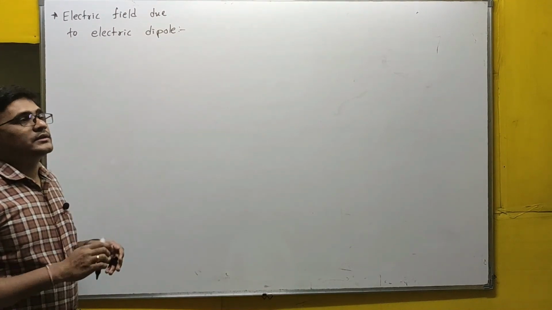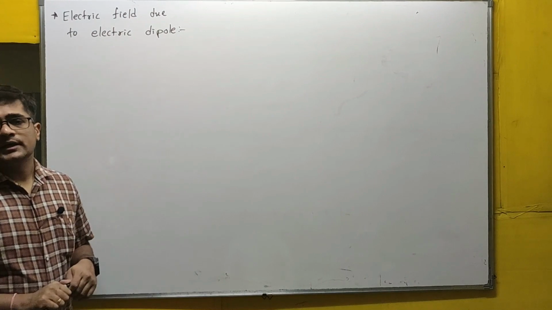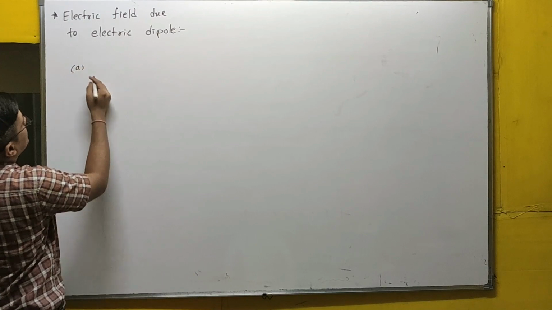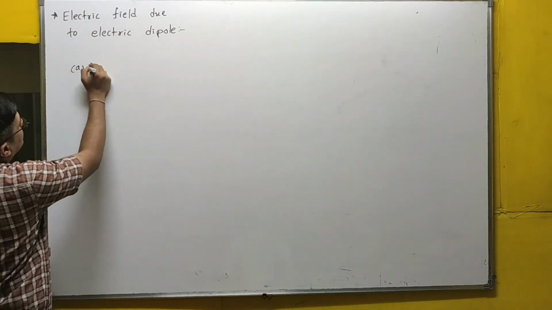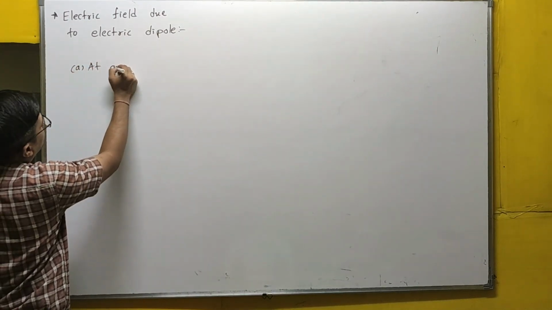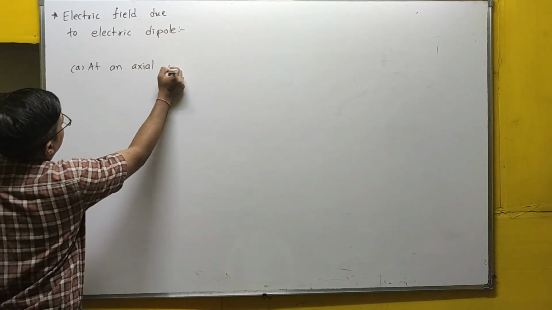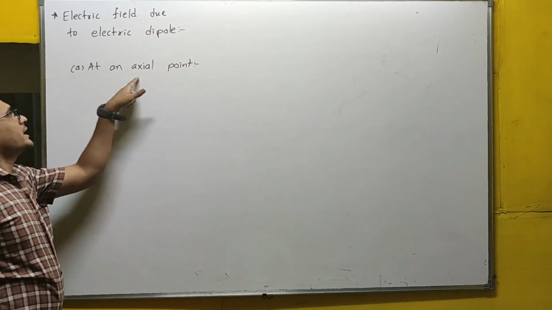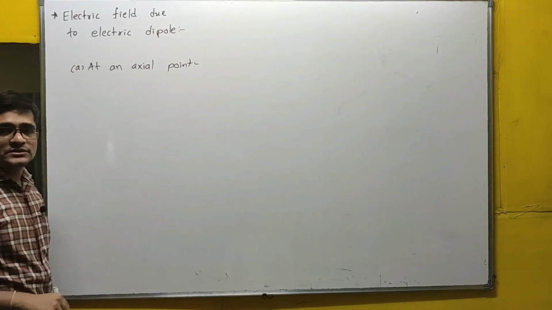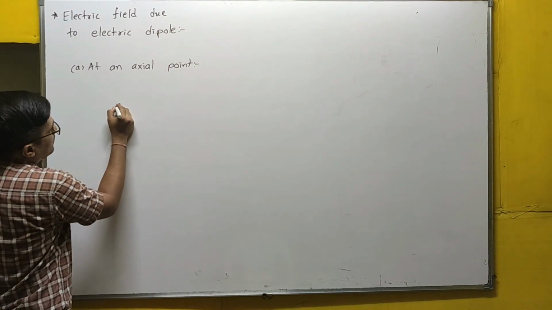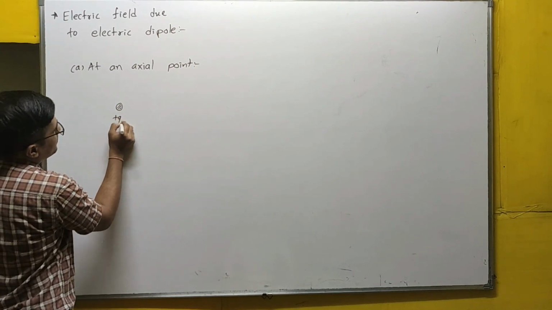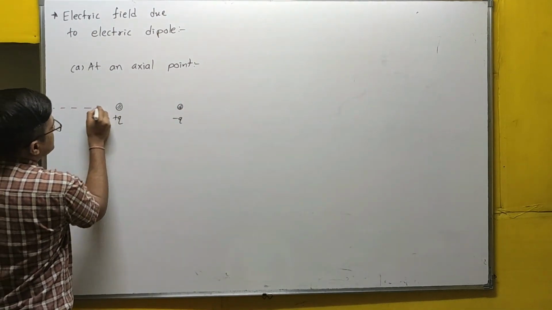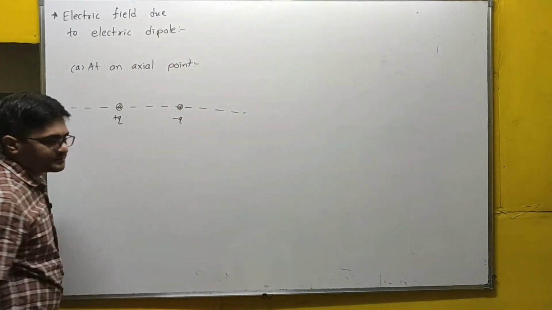Now we will find the electric field due to this electric dipole. So there are two cases. First case, electric field at an axial point. Axial point means the point which is on the axis of the dipole. Now what is the axis of the dipole? The line passing through this plus charge and minus charge is called the axis of this dipole.